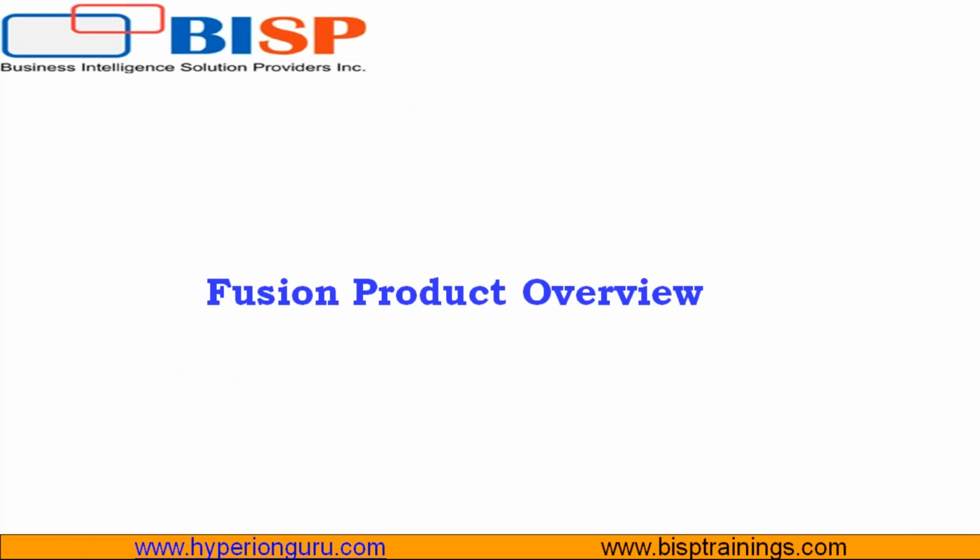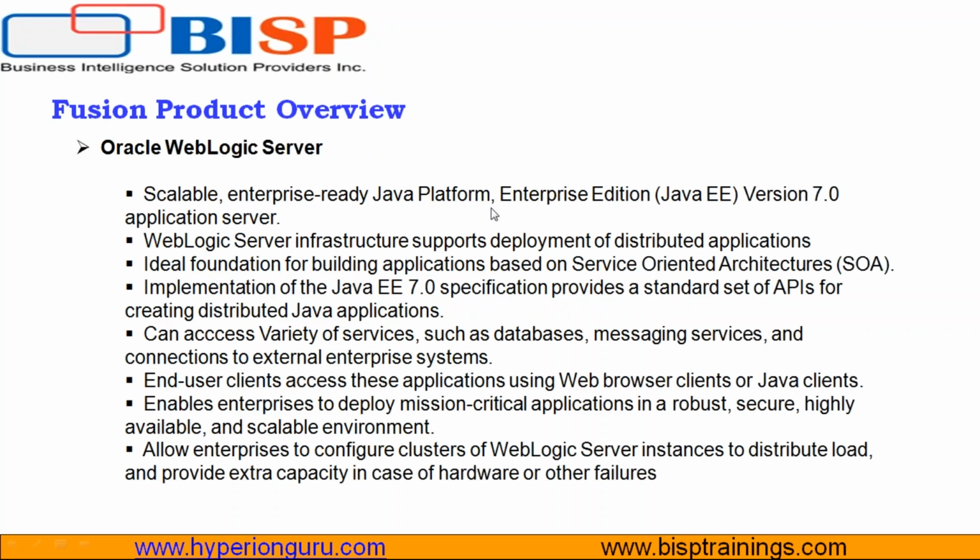Right. So a little bit on the Fusion Middleware products, so that you know what they are. In terms of Oracle WebLogic Server, it is a scalable enterprise Java platform based on Java EE 7.0. The earlier version was based on Java Enterprise Edition 6.0. It supports deployment of distributed applications and SOA architecture. It's an implementation of the 7.0 specifications.